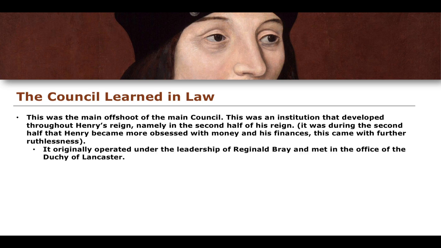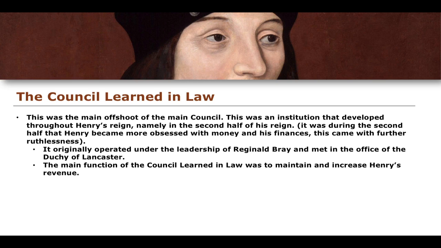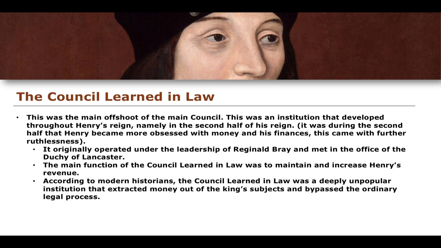It was originally operated under the leadership of Reginald Bray, who met in the office of the Duchy of Lancaster. Now, the main function of the Council Learned in Law was simply one function, and one function only. This was the increase in Henry's revenue. According to most modern historians that talk on this issue, the Council Learned in Law was actually a very deeply unpopular institution. It was seen as an institution which extracted money out of the king's subjects through a process which would bypass the ordinary legal processes.